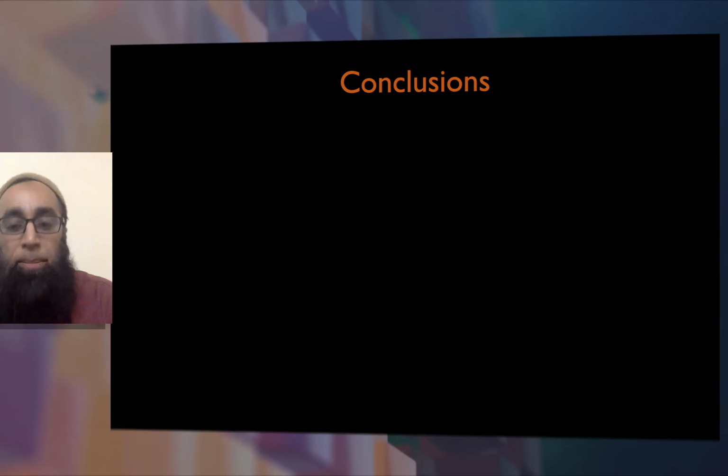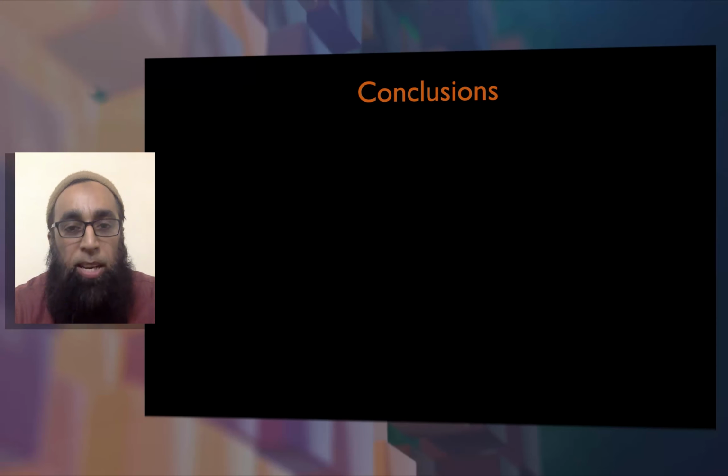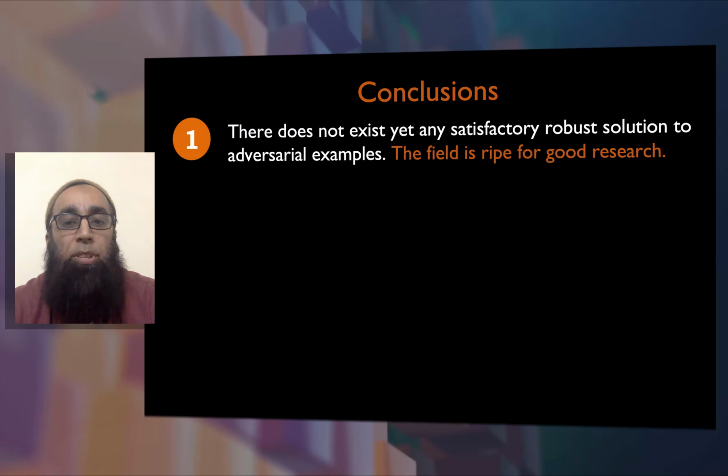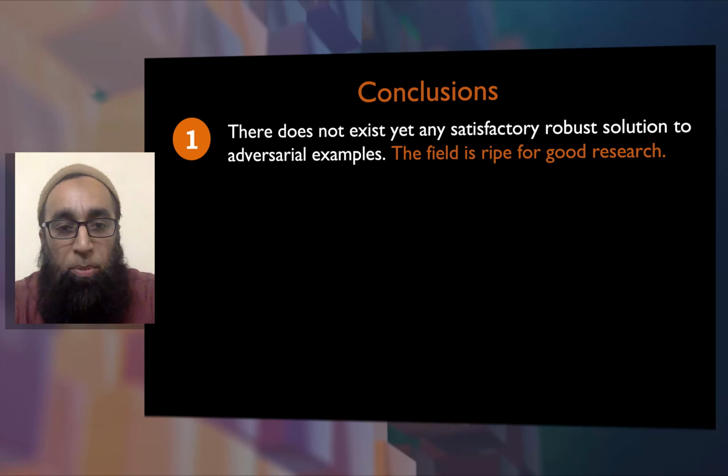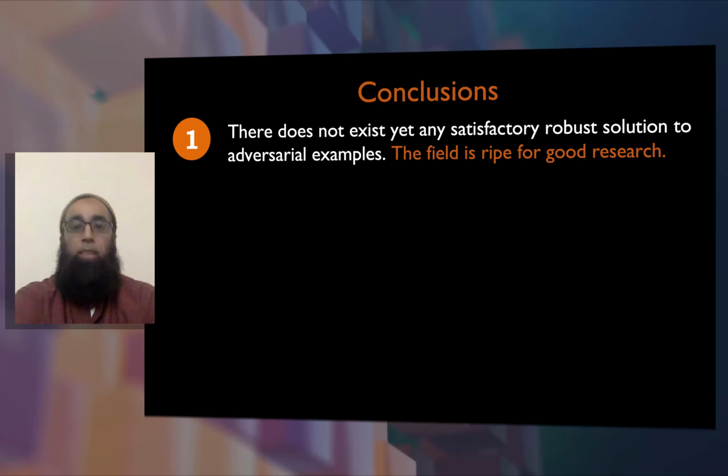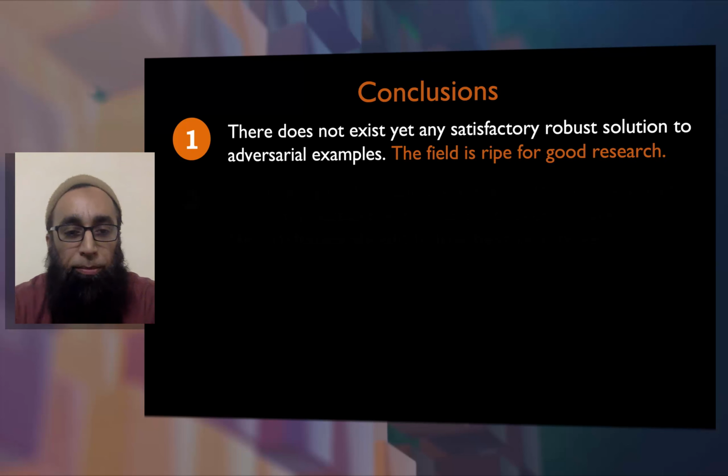We have come now to the end of this tutorial. This was a long tutorial. It had 3 parts. I hope you learned something of value, and that you found this interesting. Let me now summarize part 3 of this tutorial. We mentioned that although some robust solutions have been proposed, there are no completely satisfactory solutions that exist, and the field is ripe for good research.